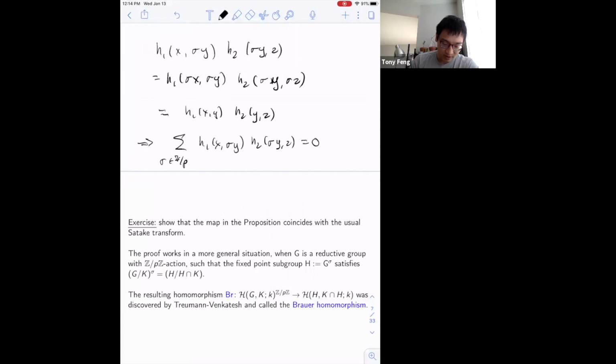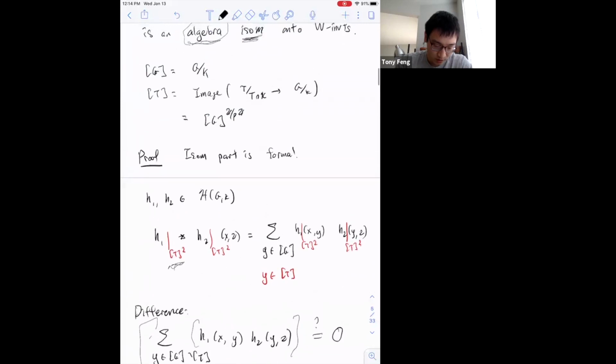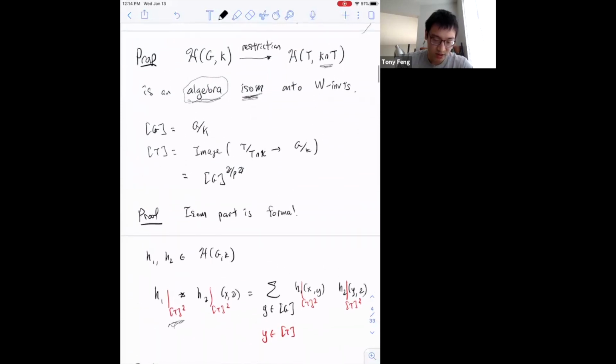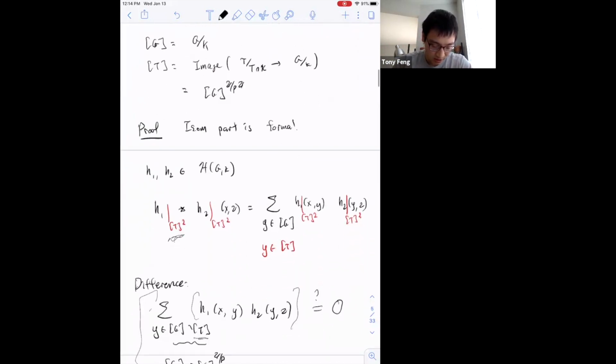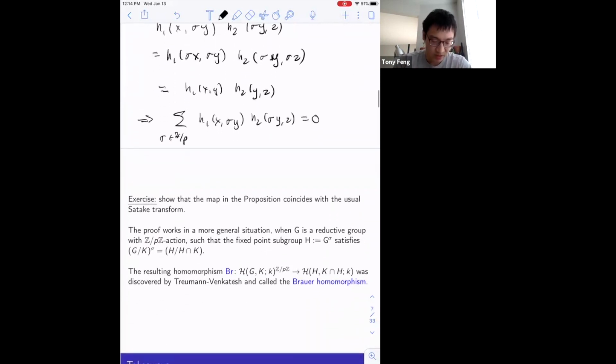So let me just remark that it's an exercise to show that the map in the proposition coincides with the usual Satake transform. The usual one, which works in all characteristics, is given by some kind of integration. Instead of restriction, you integrate over affine spaces, essentially. And I guess the point is that one can apply the same argument there and see that each affine space which you want to integrate over has a unique fixed point, which contributes to that integral.